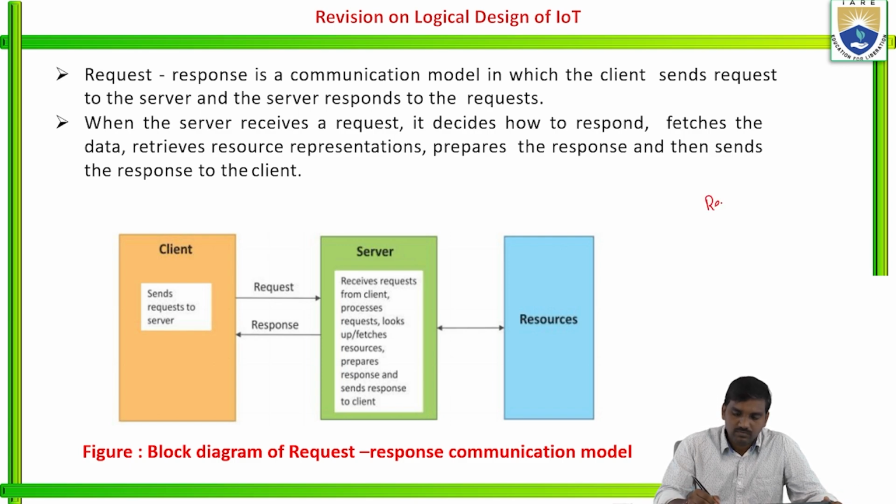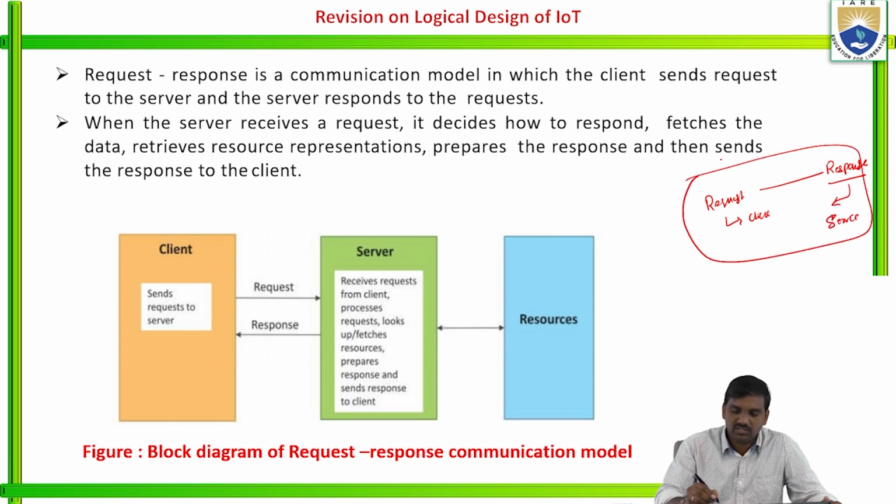Request is sent from the client, and for the request we get a response. This is the server. Here the communication is going on between these two only. That's why it is called the request response communication model, or client server communication model, in which the client sends the request to the server and the server responds to the request.